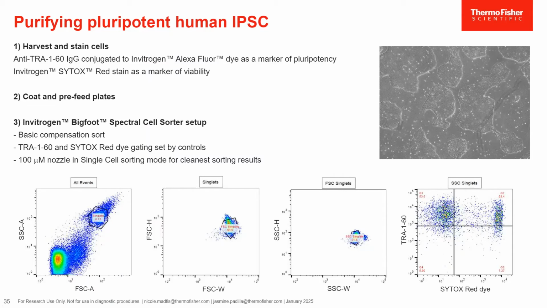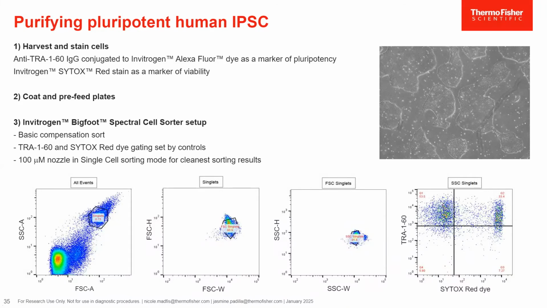Imaging and morphology parameters can be used to accurately track the purity and health of your cells post-sort. In this example, we stained induced pluripotent stem cells with Tri-160, a marker of pluripotency, and then also with CytPix red as a marker for viability.